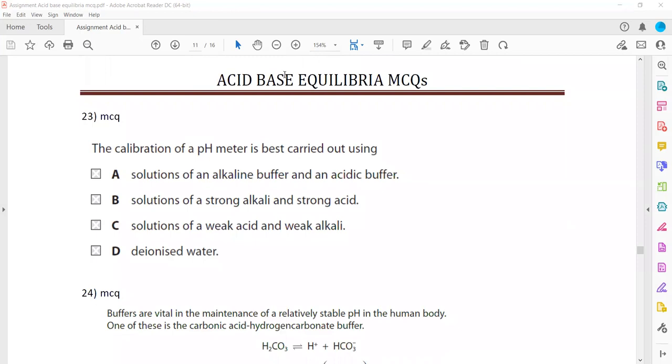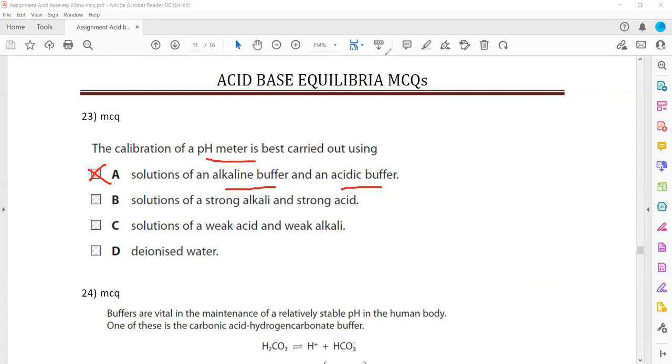Then in question 23, the calibration of a pH meter is best carried out using... So if you want to calibrate a pH meter, how should it be done? A solution of an alkaline buffer, because buffer solutions have a constant pH, it won't change. Maybe a strong acid might have a pH 1, might have a pH 1.2. We are not sure. So if we use a strong alkaline buffer or acidic buffer, then we can easily calibrate the pH meter. That's why A should be the right answer.